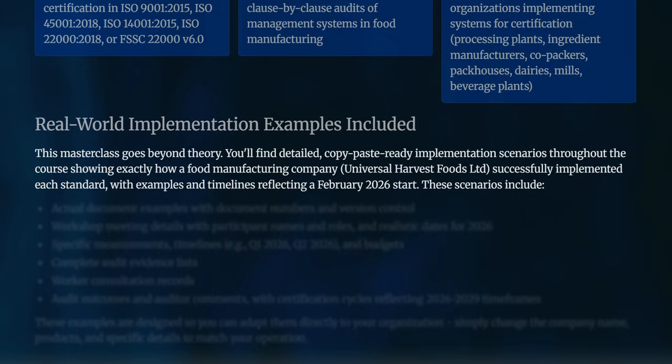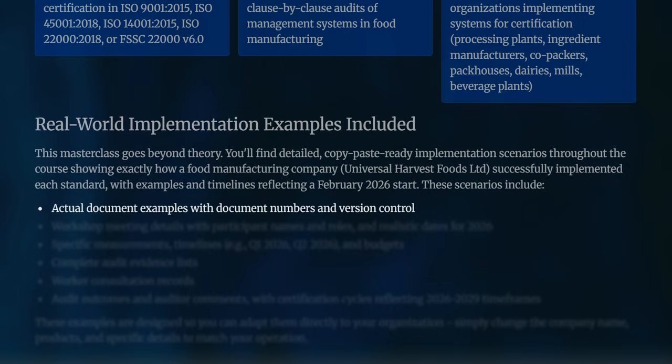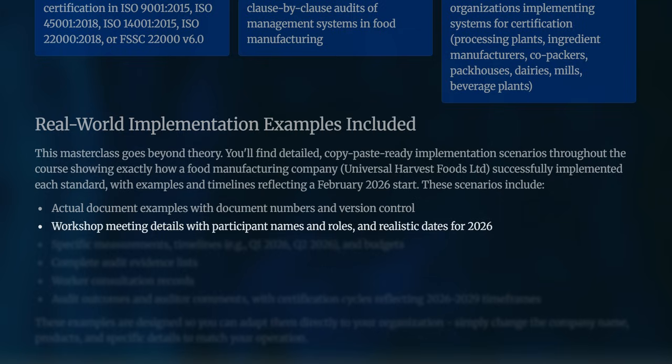All right, with the example also of a timeline reflecting from February 2026, the time we are recording this video. And these scenarios will include first actual document examples with document numbers and version control that you can copy paste, and also workshop meeting details with participant names and roles and realistic dates for 2026 that you can also replicate. And those examples include specific measurements and timelines, for example, Q1 2026, Q2 2026, and also the budget needs. And those also you can model and just tailor to your organization.